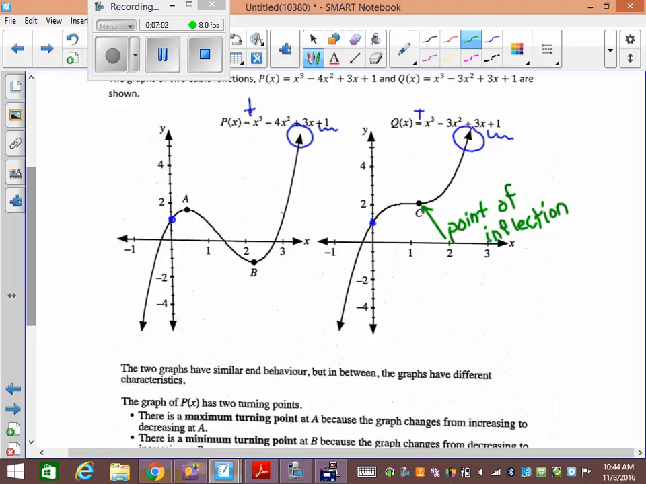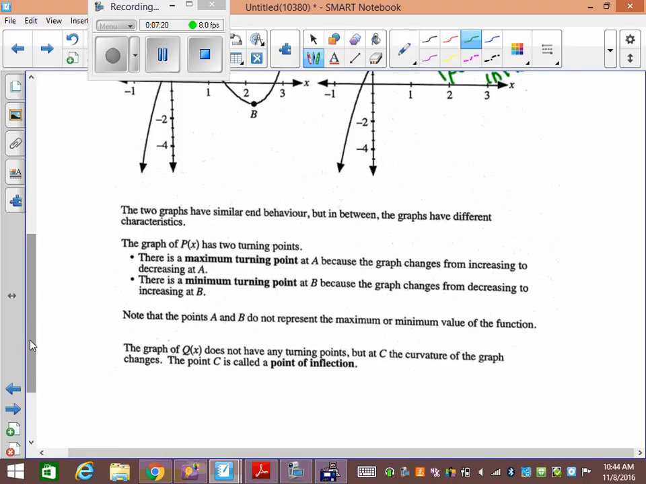So the graph inflects, so it's going with one slope going up, hits that point, and then it goes back up again. So it's like positive slope to positive slope. It's called a point of inflection. So that one doesn't have a max nor a min. It just has a point of inflection. So if you went to go try and find a max or min with your calculator, it wouldn't work. Okay? So here it says, the graph of cube x does not have any turning points, but at C, the curvature of the graph changes. This point C is called a point of inflection.